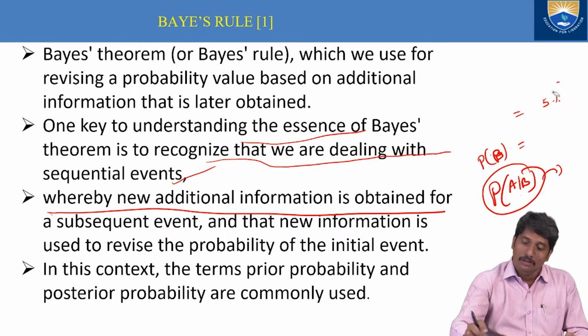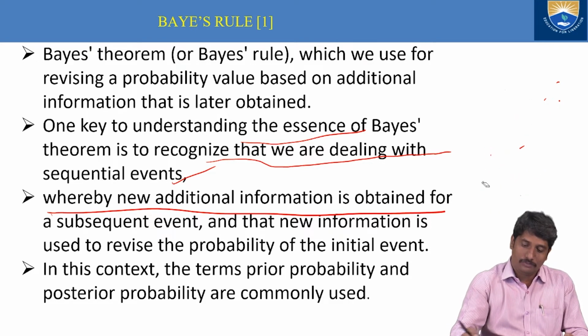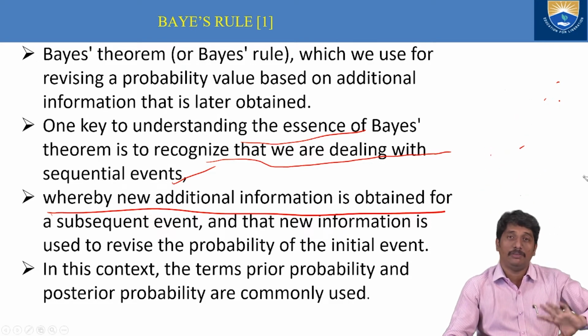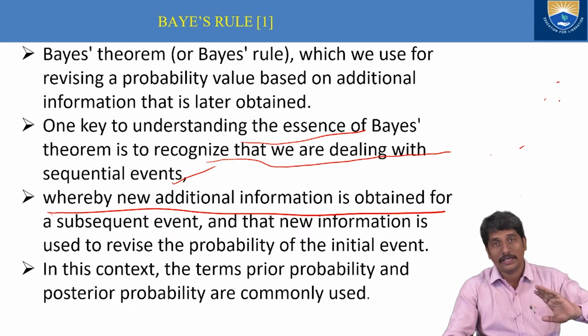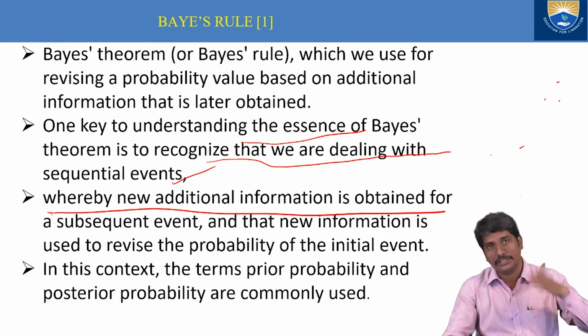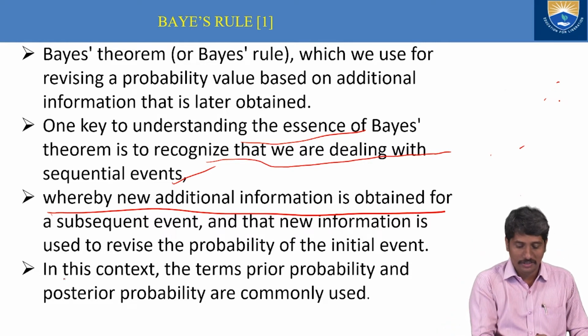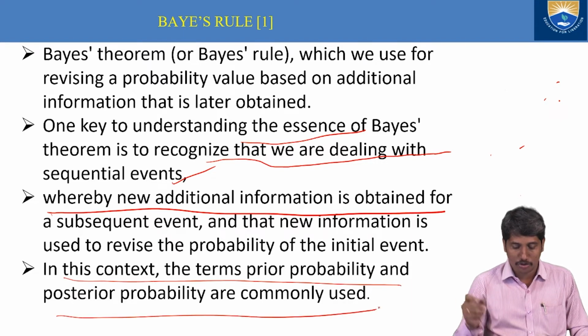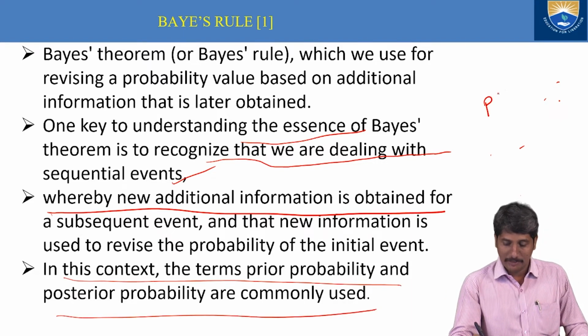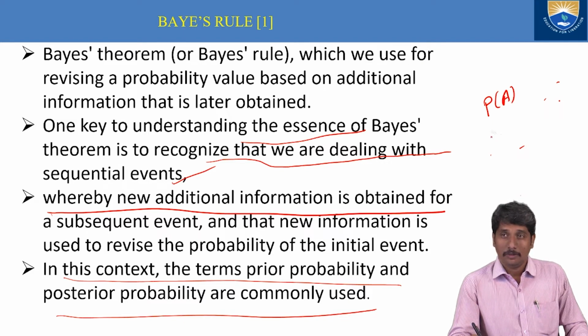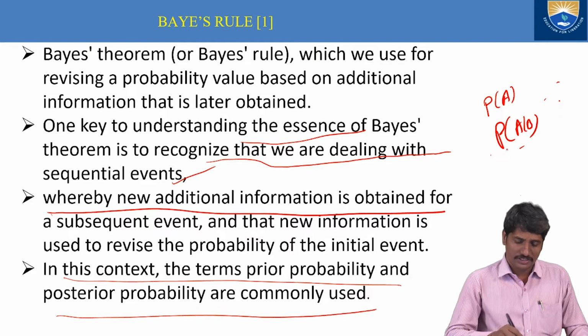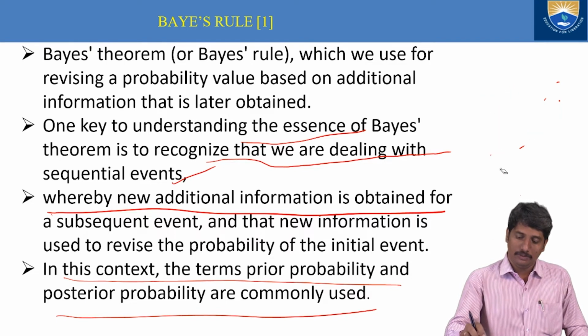Okay. So in this context, Bayes' law will be a better tool to calculate the updated probability, the revised probability. We have to revise so that we reach more accuracy. In this context, the terms prior probability and posterior probability are commonly used. Prior means P of A. Posterior means P of A given B. Of course, we'll understand those things better with an example after a while.